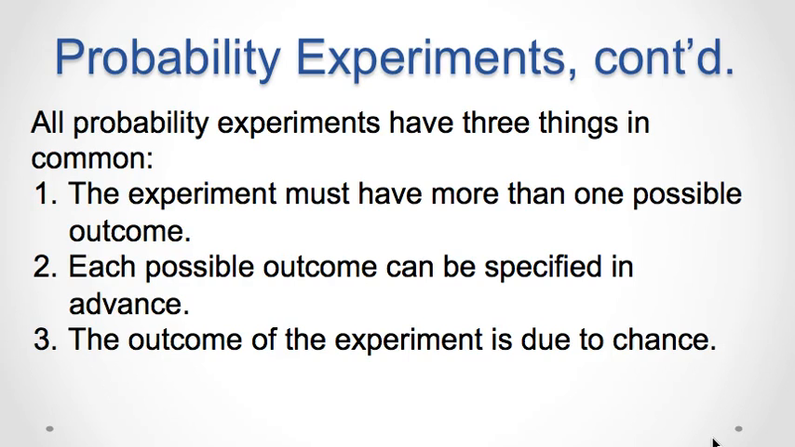All probability experiments have 3 things in common. 1, the experiment must have more than one possible outcome. 2, each possible outcome can be specified in advance. And 3, the outcome of the experiment is due to chance.